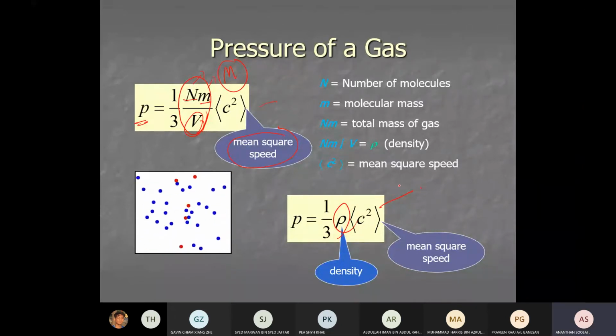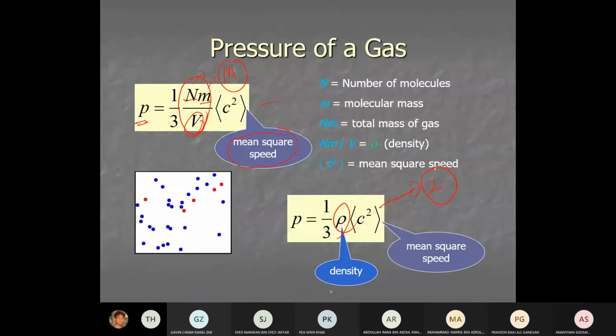Nm over V times c squared can be written as 1/3 rho c squared. So another 2 marks question you can ask. There was one year they asked this: how does Nm over V become rho? Rho, density, is Nm over V.